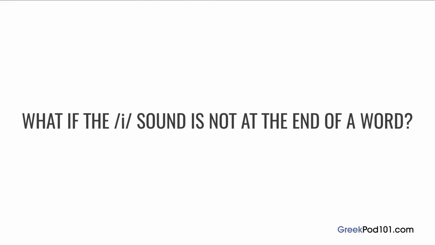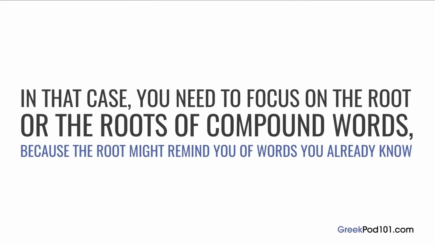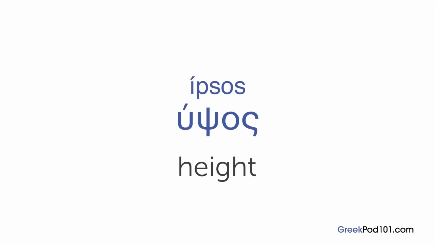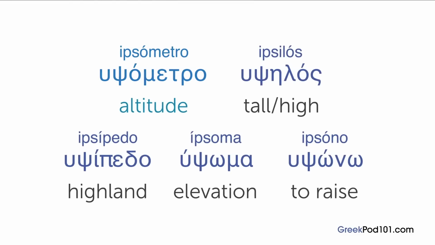Finally, what if the E sound is not at the end of a word? In that case, you need to focus on the root or the roots of compound words, because the root might remind you of words you already know. For example, if you know how to spell ύψος, height, then all the words that begin with ύψος will be spelled with epsilon at the beginning. For example, υψόμετρο, altitude, υψηλός, tall or high, υψίπεδο, highland, ύψωμα, elevation, υψώνω, to raise, etc.